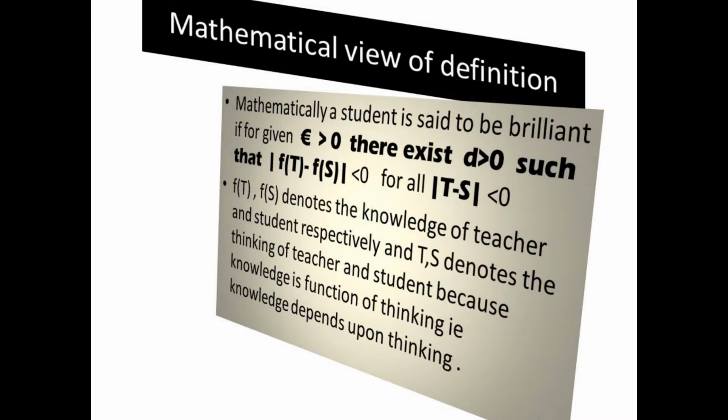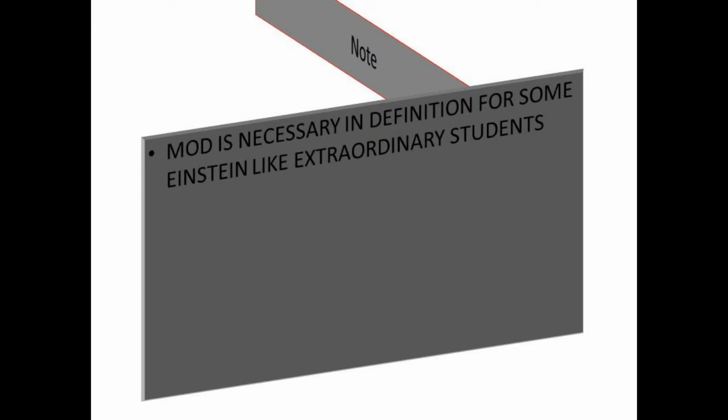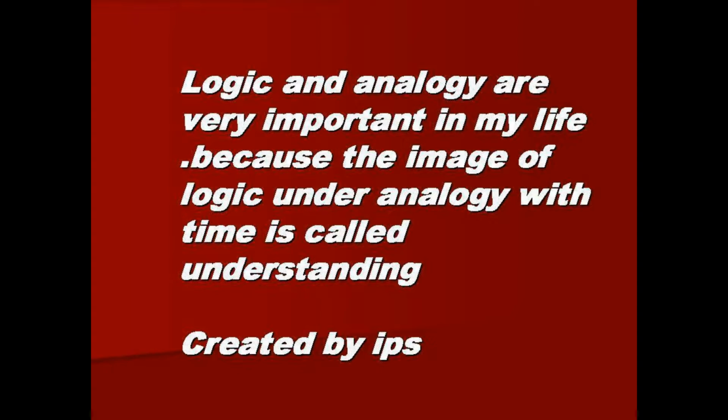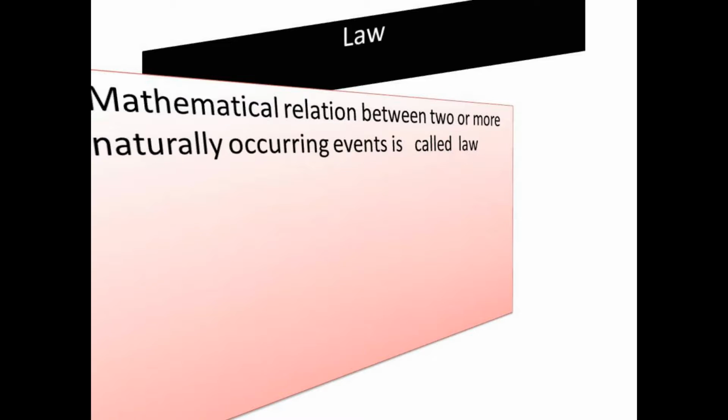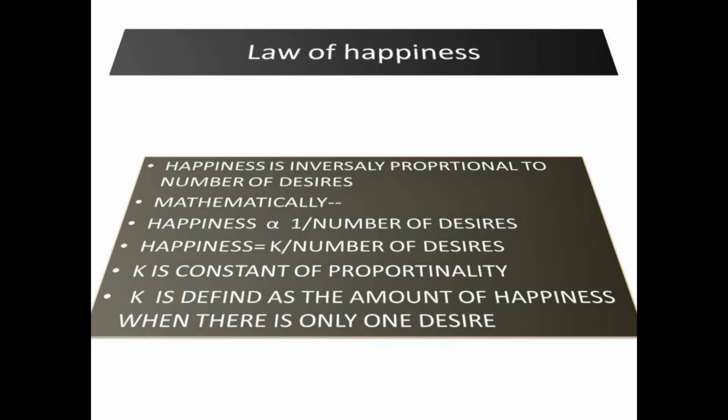Definition of law: a mathematical relation between two or more naturally occurring events is called law. Law of happiness: happiness is inversely proportional to the number of desires. Mathematically we can write it by putting the sign inversely proportional: happiness is inversely proportional to 1 by number of desires, or you can say happiness is equal to k by number of desires. Most of the people don't know what is k.